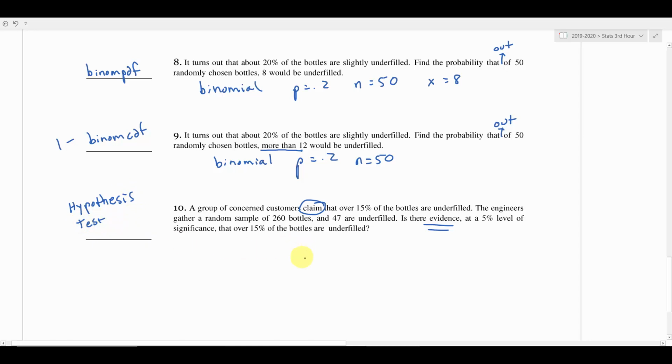And what exactly are we testing? Are we testing a mean or a proportion? Over 15% of bottles are underfilled, so this 15% is a proportion. So we're going to be doing a hypothesis test on a proportion. That is going to be a 1 prop Z test when we go to the calculators for this one. I'll even help you set up the null and the alternate hypothesis here.